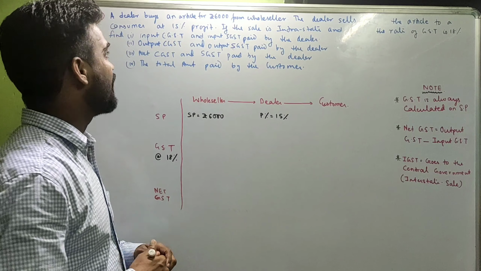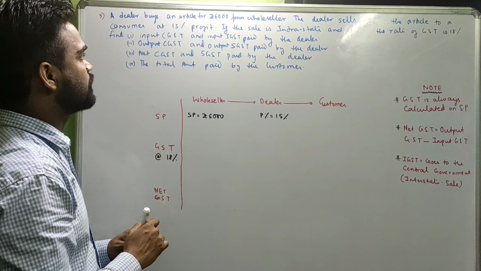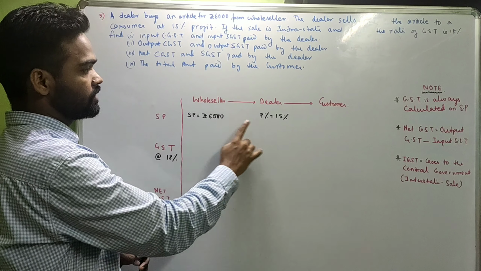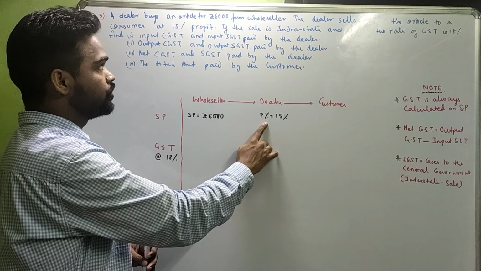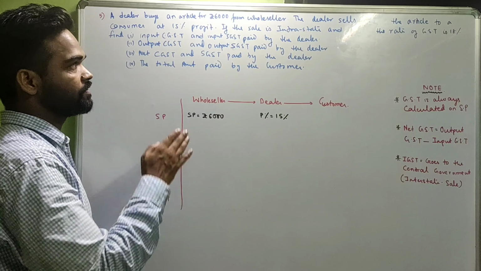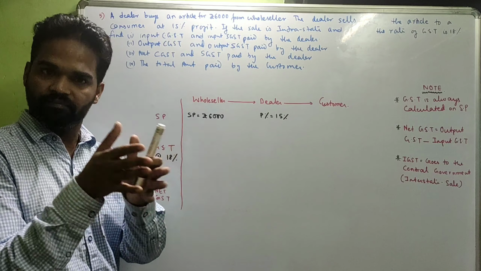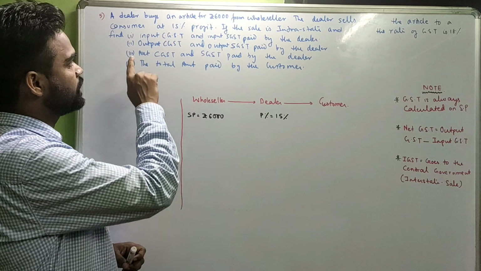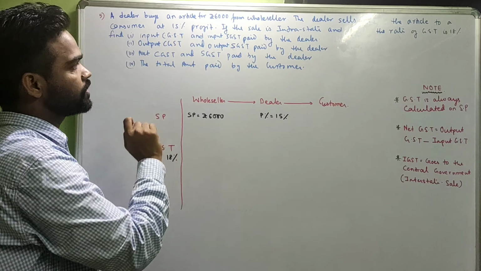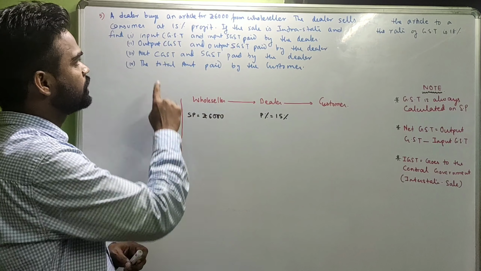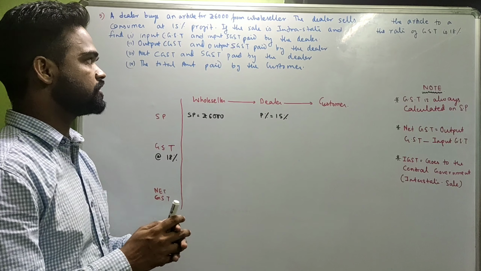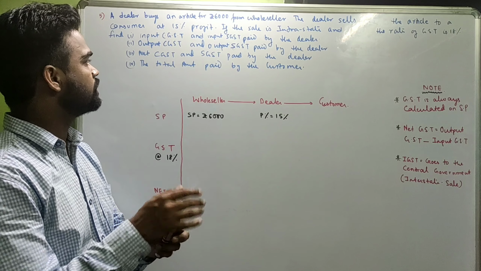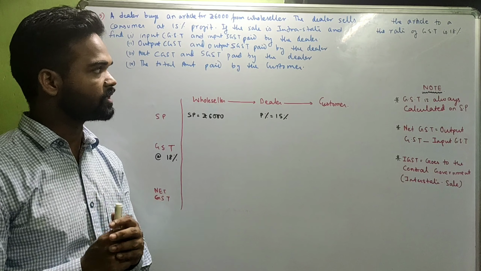Now look at sum number 5, which says a dealer buys an article for rupees 6,000 from the wholesaler. The dealer sells the article to the consumer at a 15% profit. If the sale is intrastate, which means within the same state, and the rate of GST is 18%, find the input CGST and input SGST paid by the dealer, output CGST and output SGST paid by the dealer, net CGST and SGST paid by the dealer, and the total amount paid by the customer.